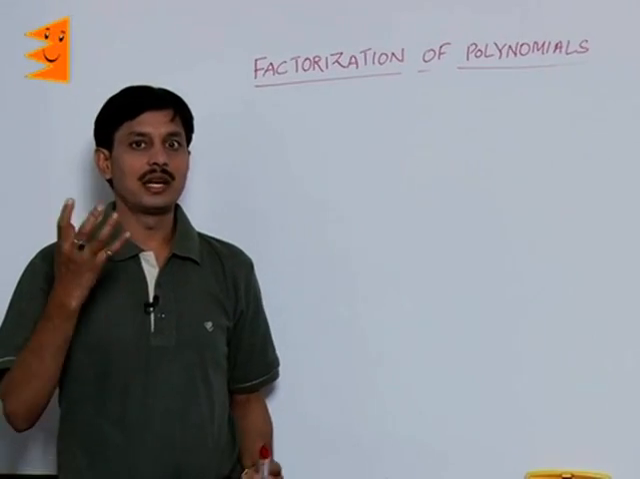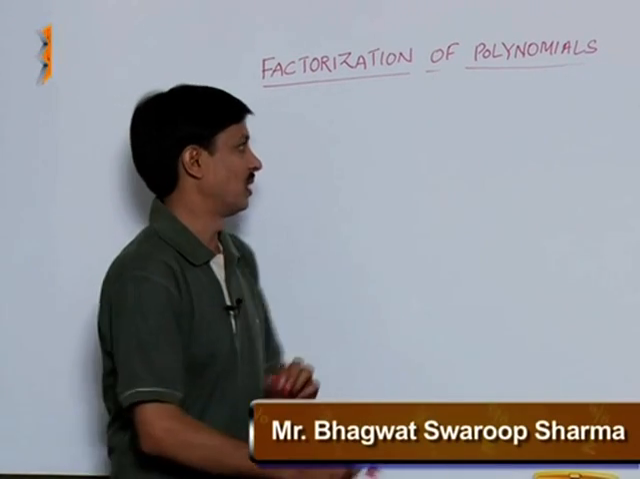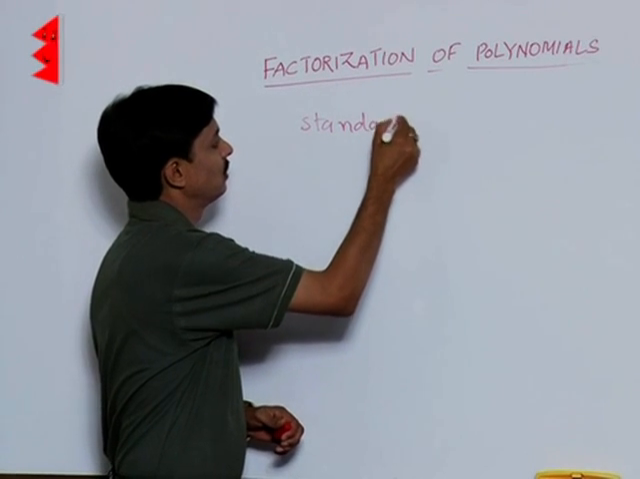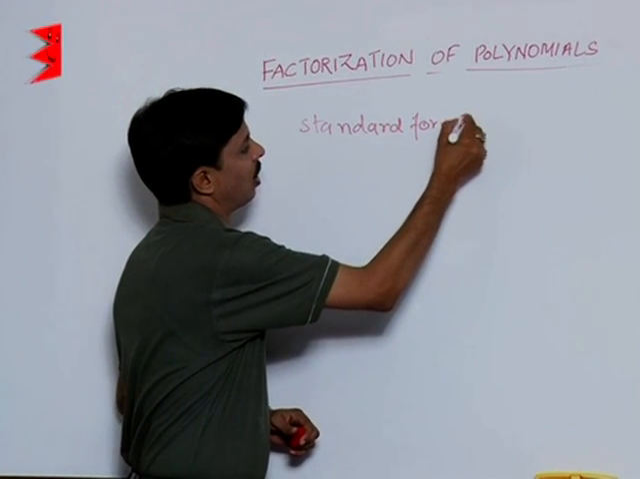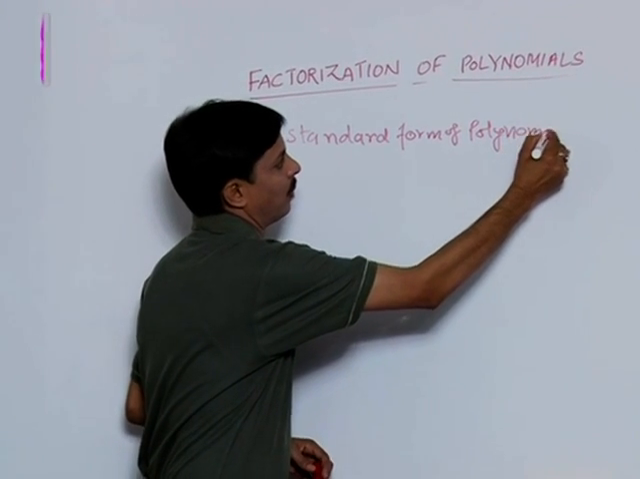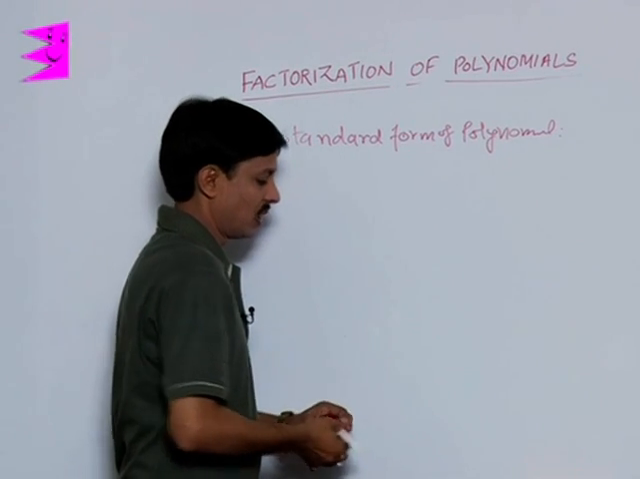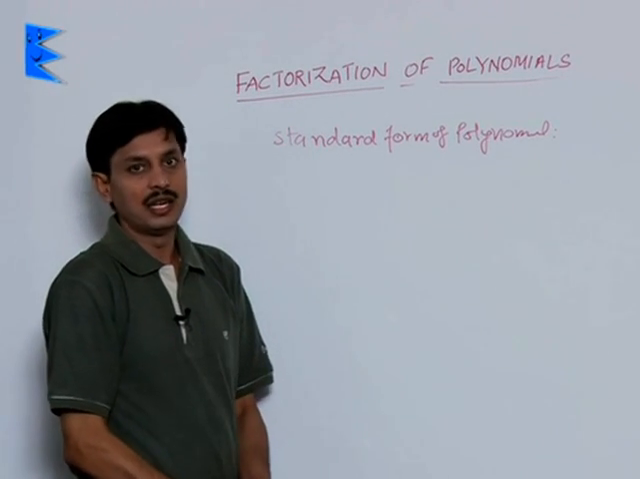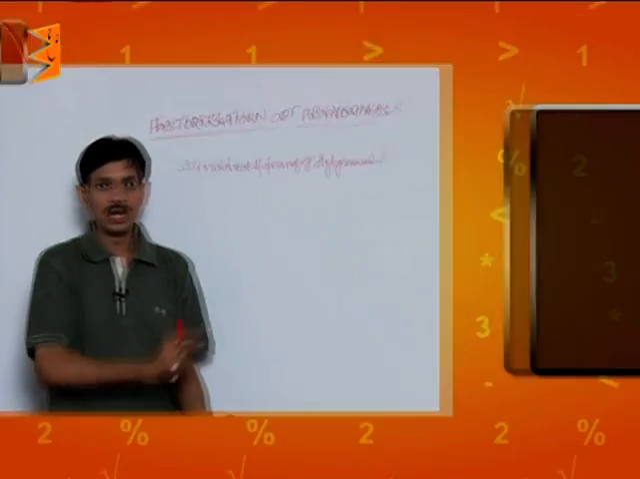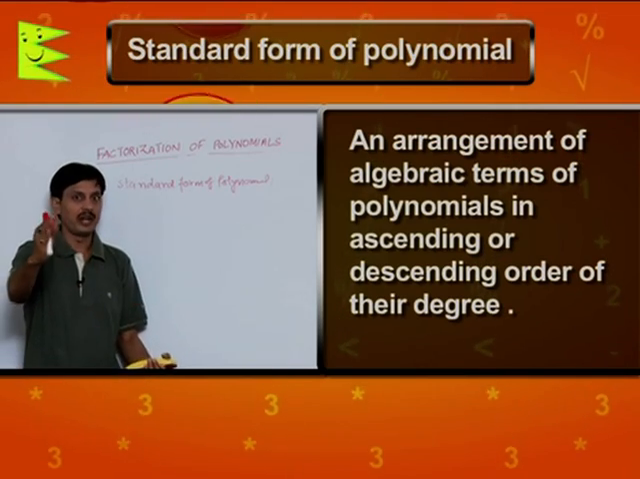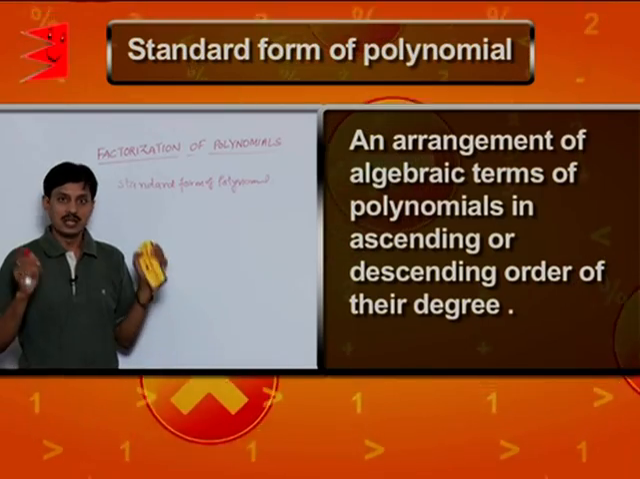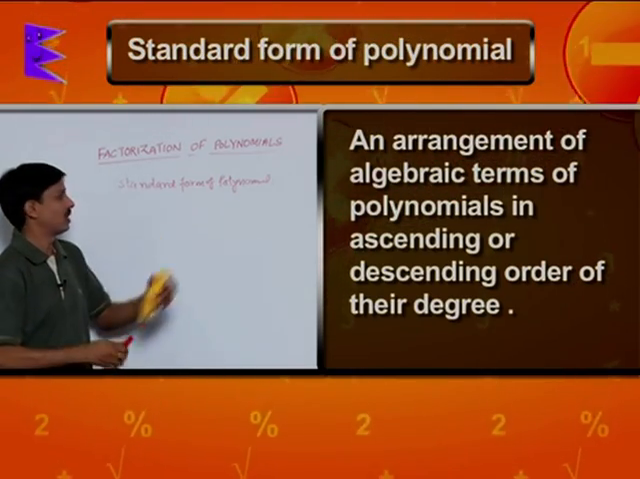Now, what is the standard form of a polynomial? In order to understand how to write a polynomial in its standard form, it is so simple. To write the standard form of a polynomial, we have to arrange the algebraic terms of the polynomial either in ascending powers or in descending powers. That arrangement is known as the standard form.